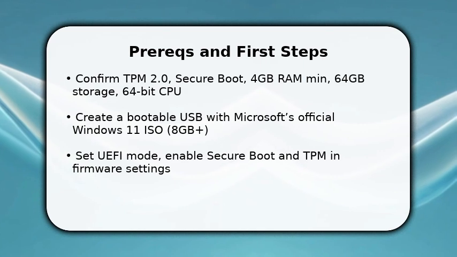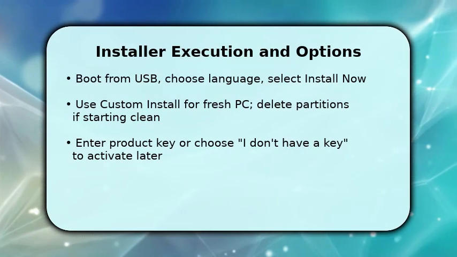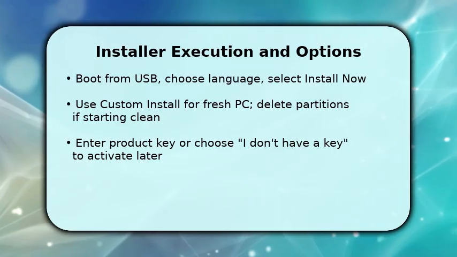Make sure the USB is first in boot order. Then save settings and boot the installer. You'll see the Windows setup screen. Choose Language and click Install now.